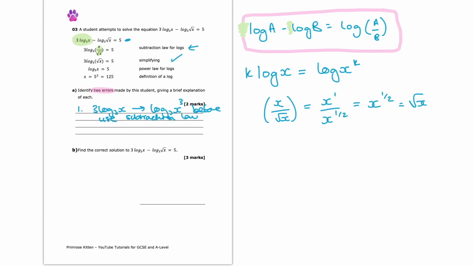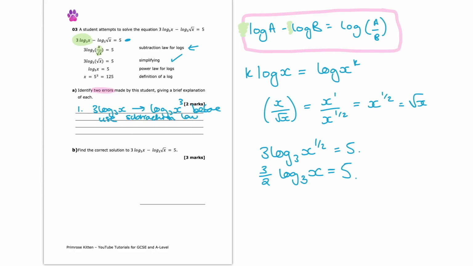a mistake there, because if we were to use that, we would have 3 log base 3 of x to the half equals 5. And there I can see that if I was using the log power rule, I would multiply through by a factor of a half, and I would get 3 over 2 log base 3 of x equals 5. And that there I can see is not quite the same, is it? So that's another potential mistake.